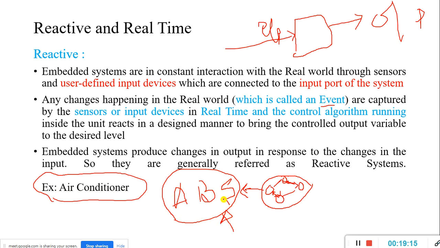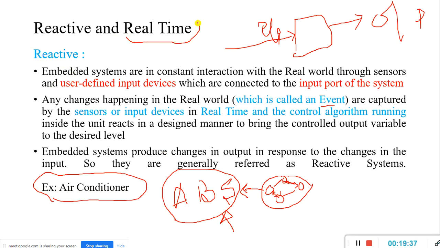So it is nothing but giving the pressure and releasing the pressure in the oil based on the input device. What is that input device? Applying the brake, right? So this is another good example for the reactive systems. Now this is all about reactive system.